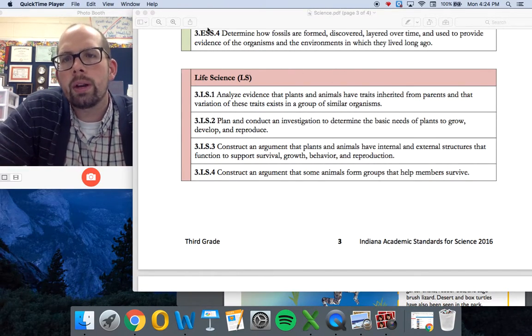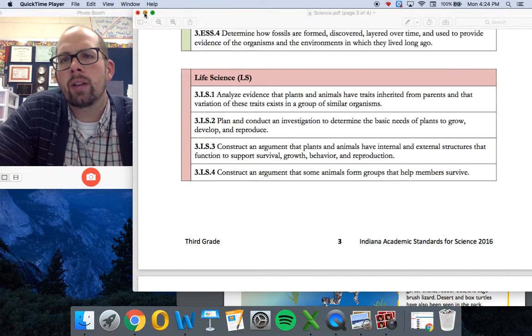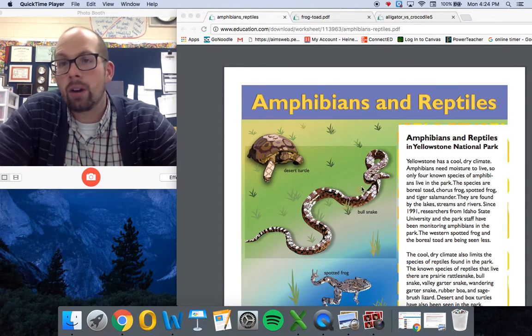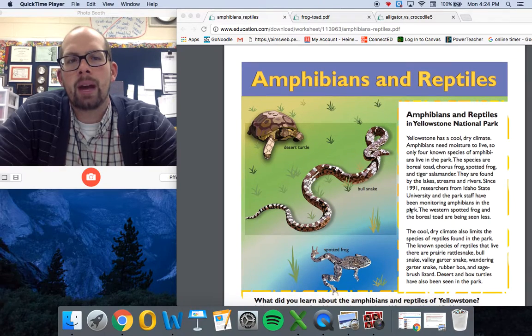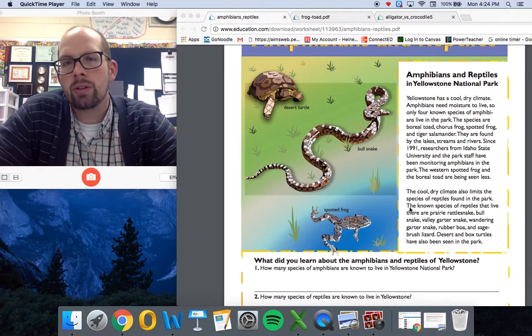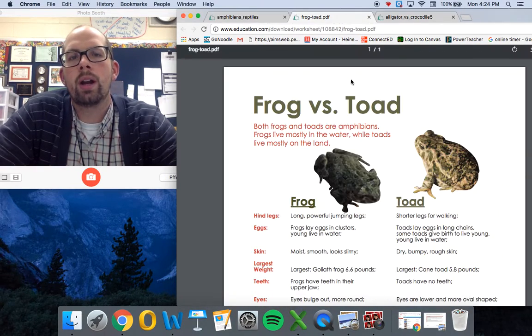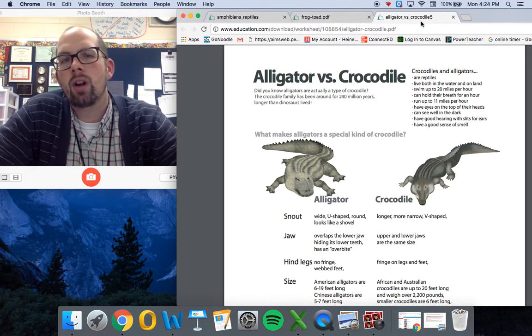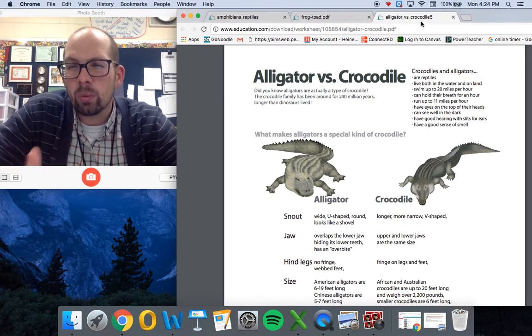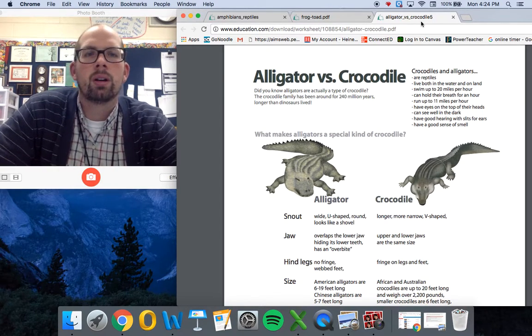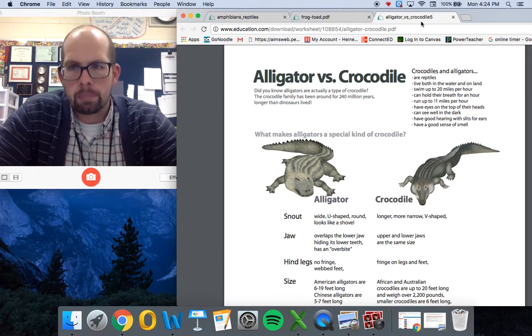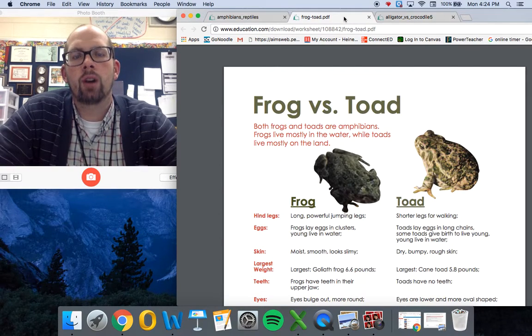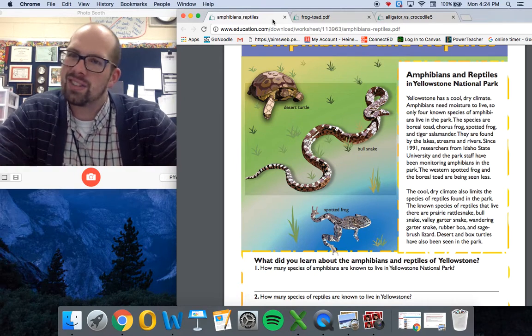So what we're going to do today is we're going to take a look at three different articles. One about amphibians and reptiles in Yellowstone National Park, one comparing frogs and toads, and one comparing alligators and crocodiles. The reason I picked these three is because, well, alligators and crocodiles are reptiles, frogs and toads are amphibians, and this first article is kind of like an introduction to that.